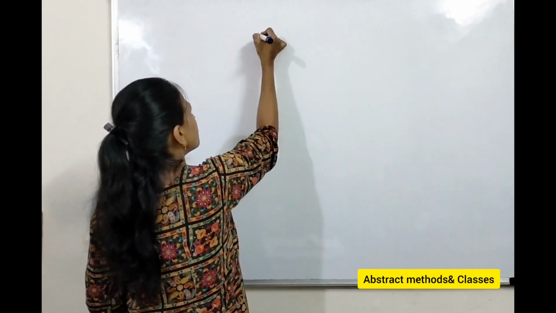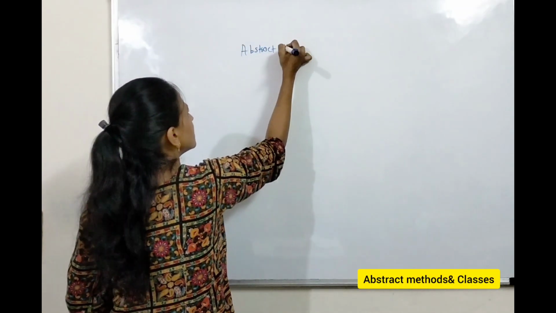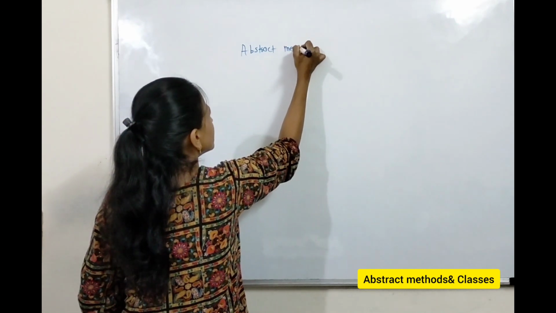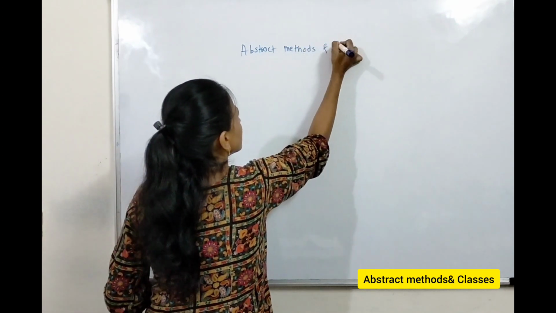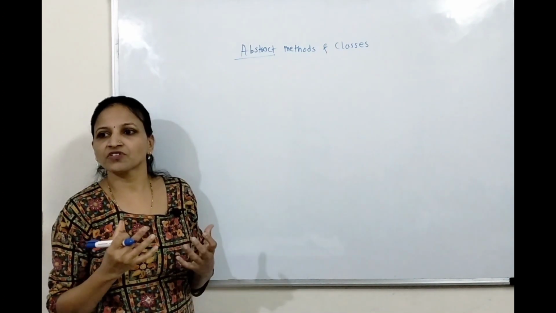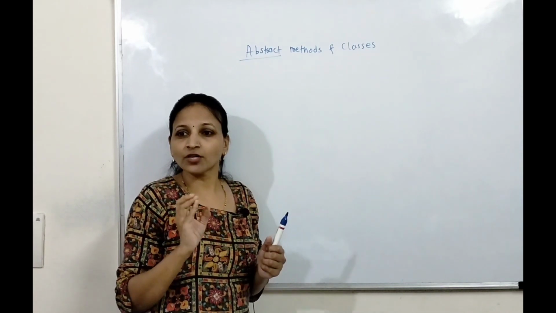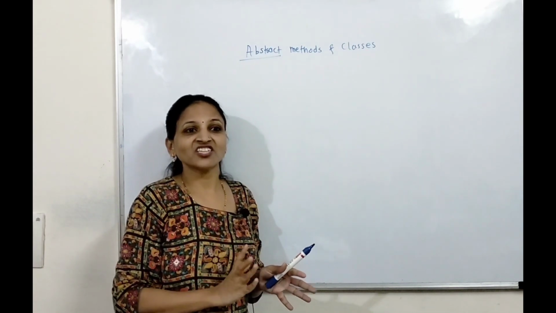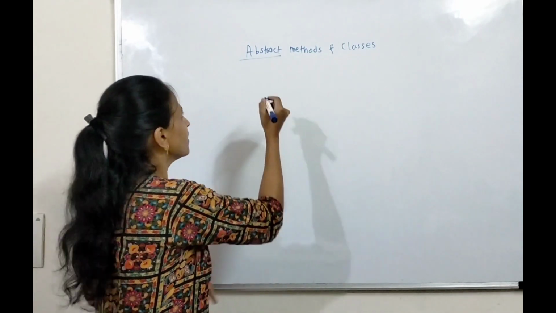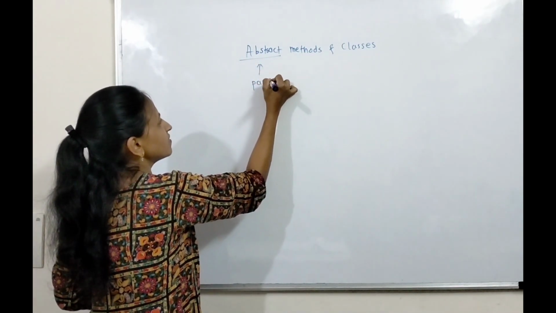See, the next point is abstract methods and classes. Abstract means, just think on this word. What is abstract? The meaning of the abstract keyword is nothing but not complete, partial. The keyword abstract stands for partially completed.